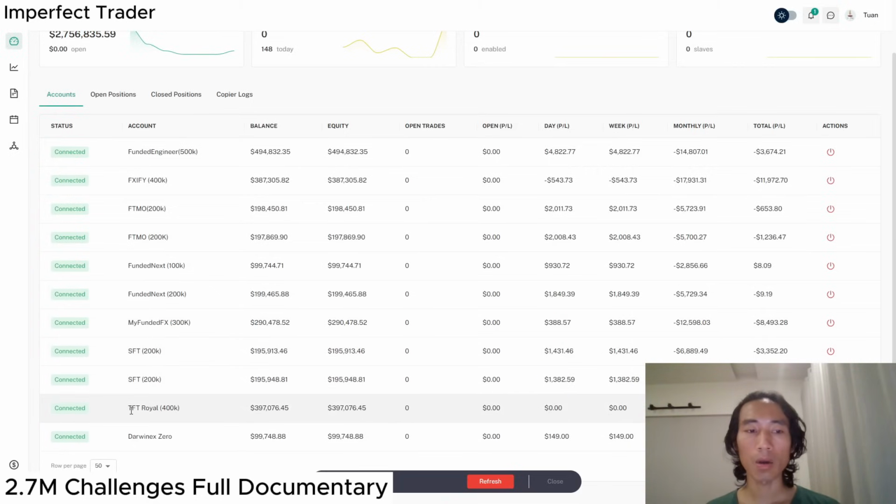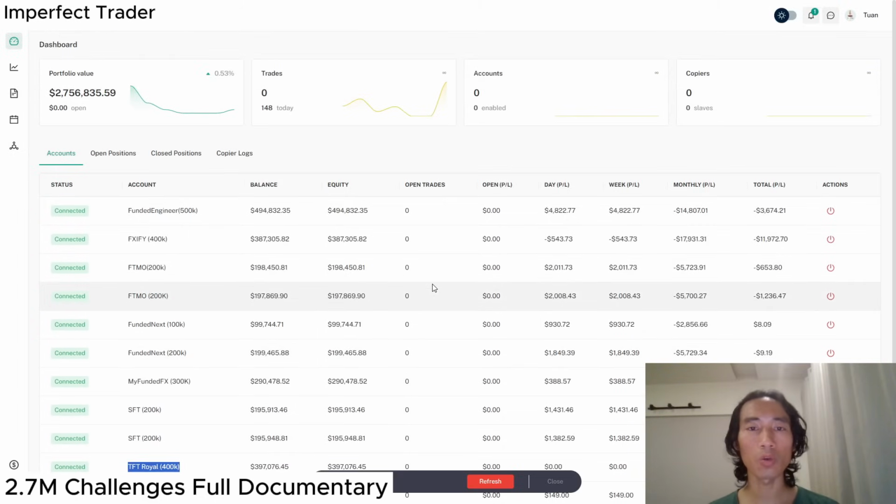But on TFT, they actually banned my country, so they disabled the trading on their account. That's the reason why there was no trade today, because no trade can actually be executed on TFT. I will talk more about this later. So far, let me show you more.